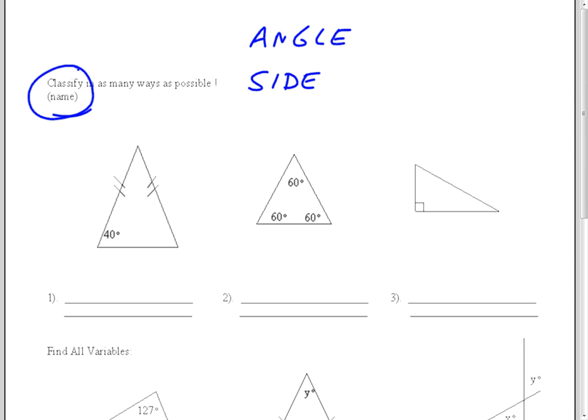In section 4.7, the base angles theorem says if you have two equal sides, you have two equal angles. That should be the first thing you do when you see an isosceles triangle. If you see the equal sides, put in equal angles. If you see equal angles, that means that you have equal sides. So base angles and base angles converse.